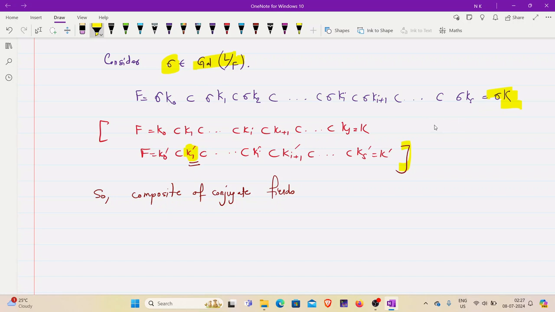So composite of conjugate fields is again a root extension. Because we have used this idea, that's why composite of two root extensions is again a root extension. So the same idea is applied to conjugate fields. So composite of conjugate fields is again a root extension.